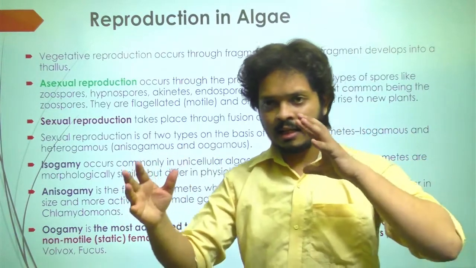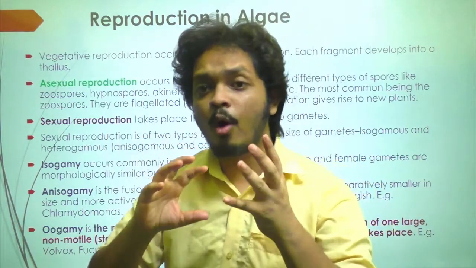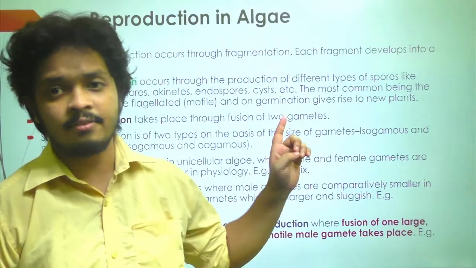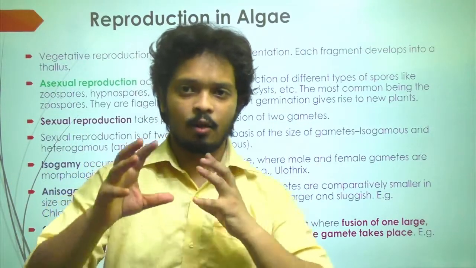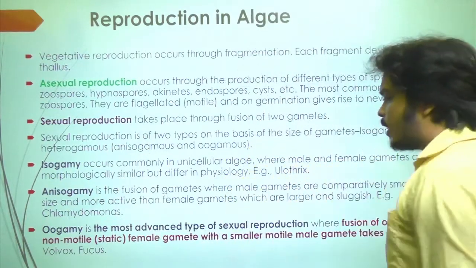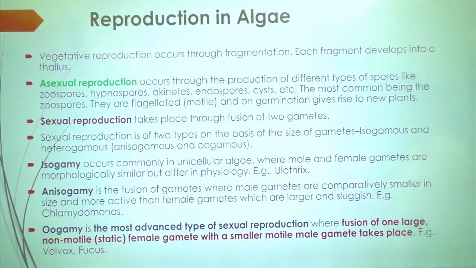So here the dimorphism has started. First we had the isogamy, then we have the anisogamy where the dimorphism has already started, and then we have the oogamy. What is oogamy? Oogamy is the most advanced type of sexual reproduction where fusion is of one large non-motile static female gamete with a smaller motile male gamete that takes place.